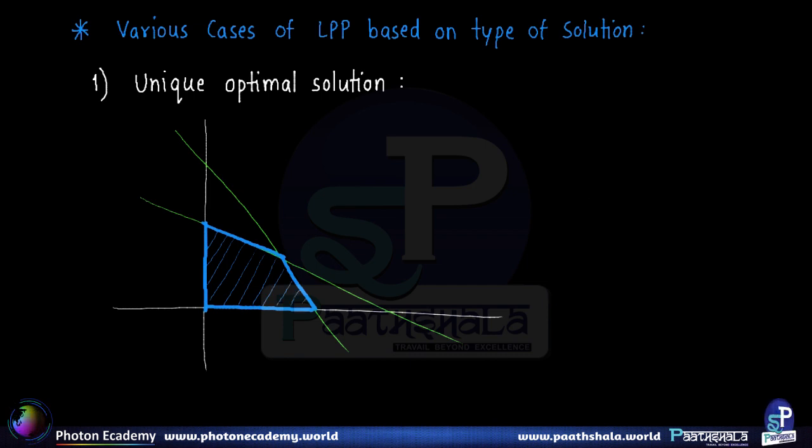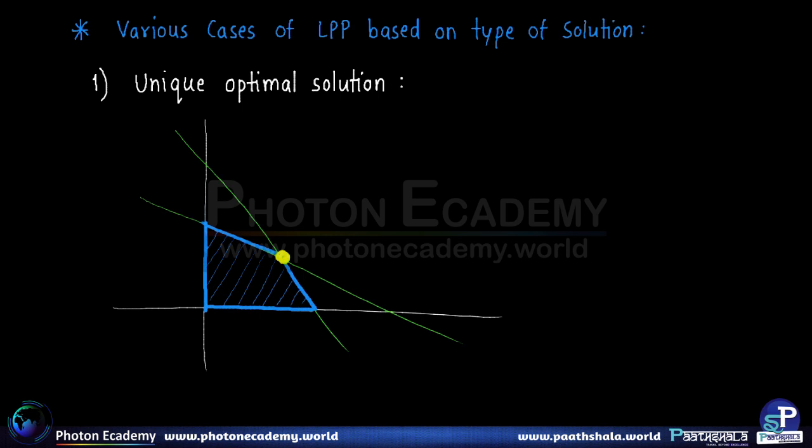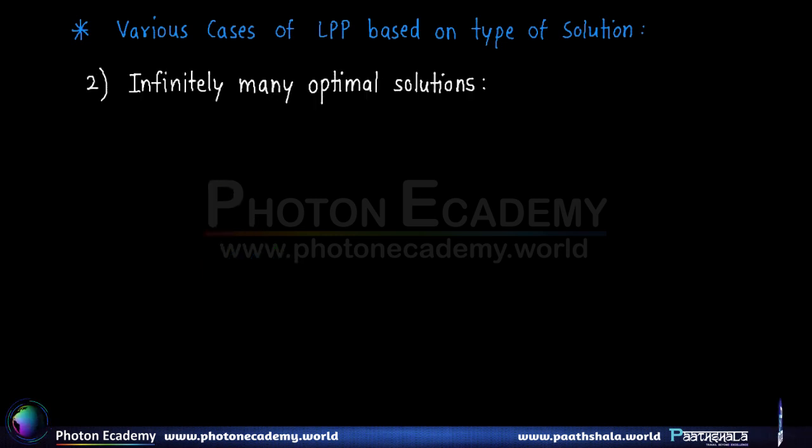Now we have seen in the corner point method as well as the ISO profit or ISO cost line method that we can get a unique or a single vertex which gives us the optimum value of the objective function. So that is called the unique optimal solution. There is only one solution. There is another possibility that there are infinitely many optimal solutions. Now let's see in which situations this may happen.